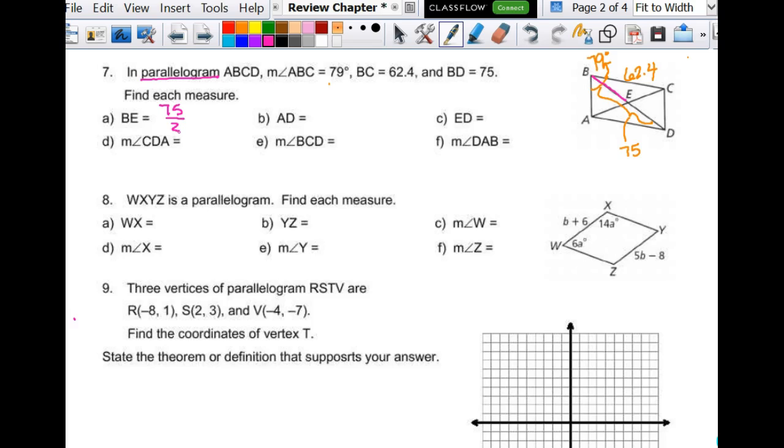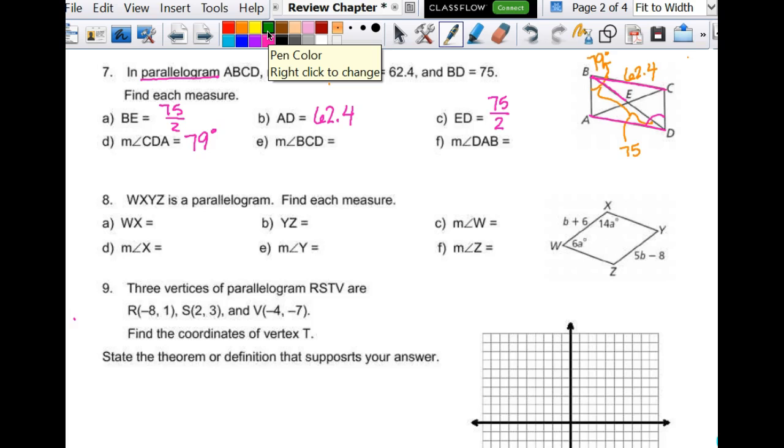The length of AD, well, if BC is 62.4, then AD is 62.4, and I know that because if it's a parallelogram, then opposite sides are congruent. Now I'm looking for the length of ED. So ED is also 75 over 2, because again, if it's a parallelogram, then the diagonals bisect each other. Measure of angle CDA, this angle right here, that's opposite of this one. So that's going to be 79 degrees, because if it's a parallelogram, then the opposite angles are congruent.